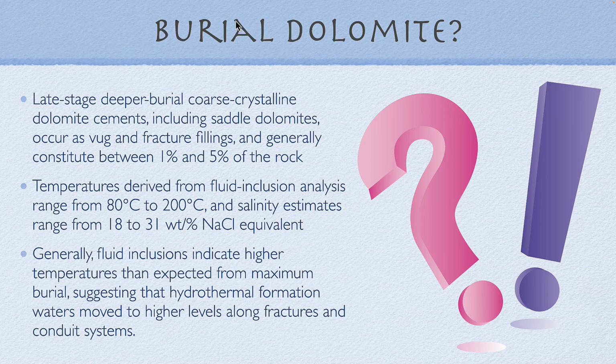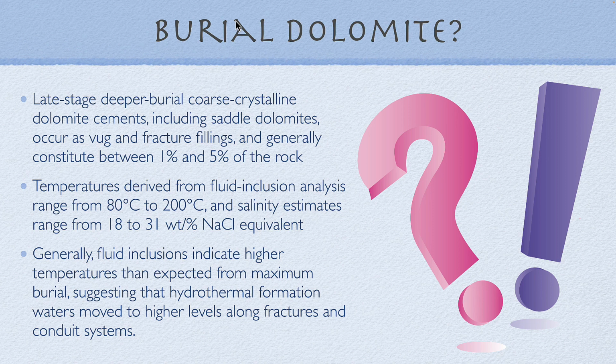So what are the characteristics of burial dolomites? Well, they tend to be coarsely crystalline cements, and they include a very characteristic morphology of dolomite, which is known as saddle dolomite. They tend to occur as vug and fracture fillings, which can constitute between 1 and 5% of the total rock volume, but can locally constitute 100% of the dolomite.